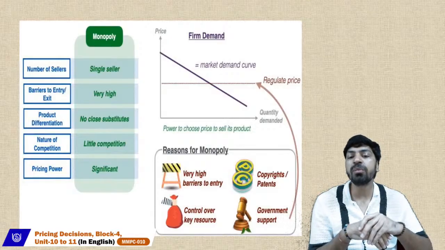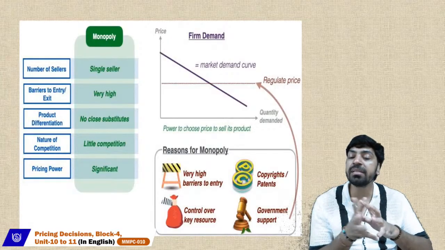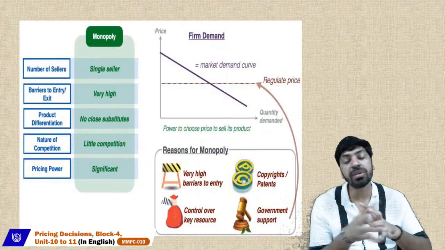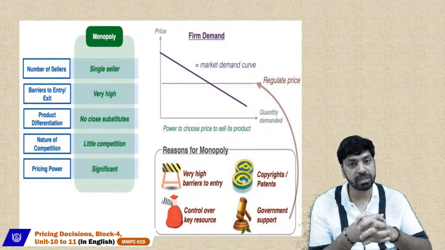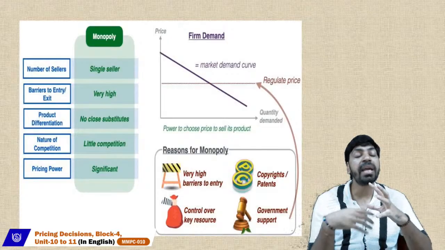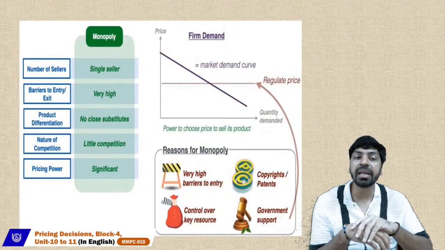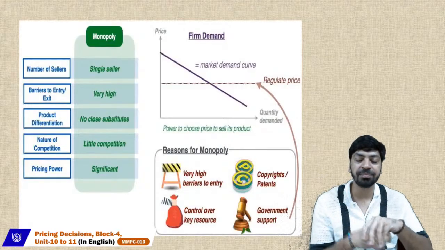So the reasons for monopoly: when there are high barriers to entry, copyrights and patents, government support is also available, and control over key resources. So these are the reasons for monopoly. If you find any of these reasons in a market, you can immediately say, oh, it is a monopoly market.